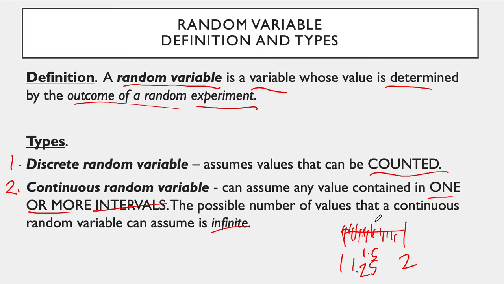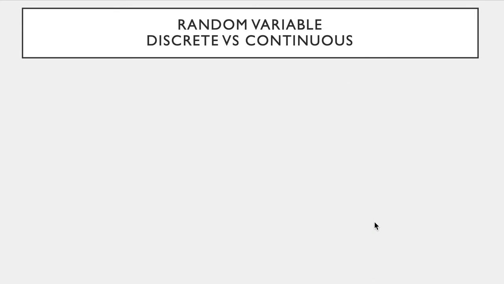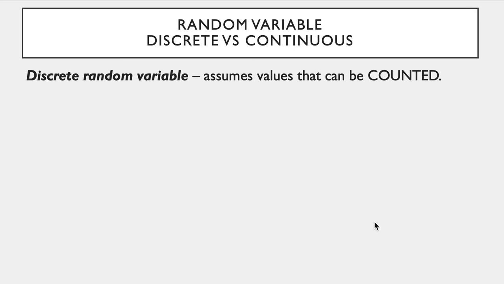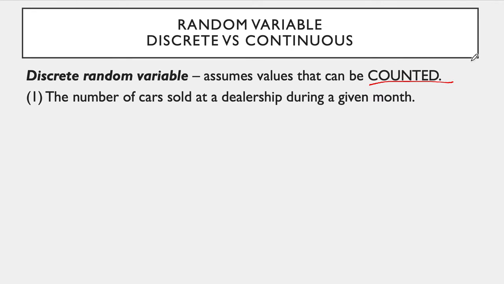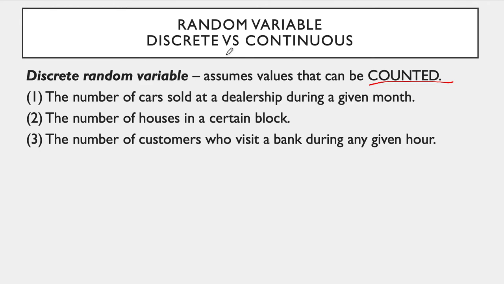So let's look at examples of discrete random variables and continuous random variables. Again, discrete random variables are values that can be counted. For instance, the number of cars sold at a dealership during a given month: it is 0, 1, 2, 3, 4, 5, and so on. The number of houses in a certain block, we can count that. The number of customers who visit a bank during any given hour.